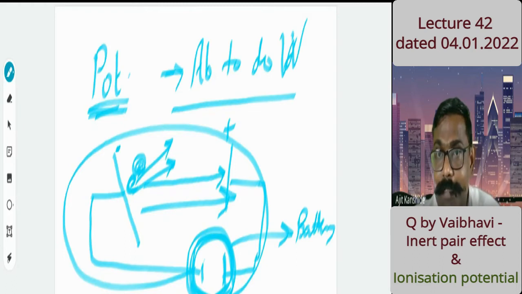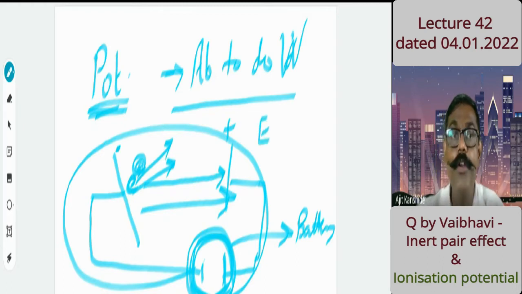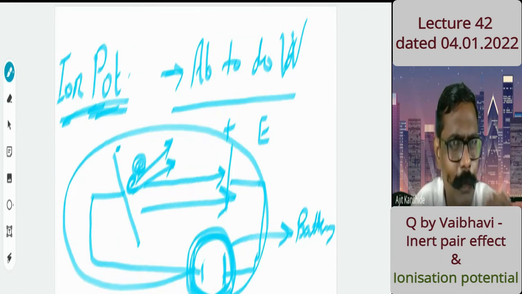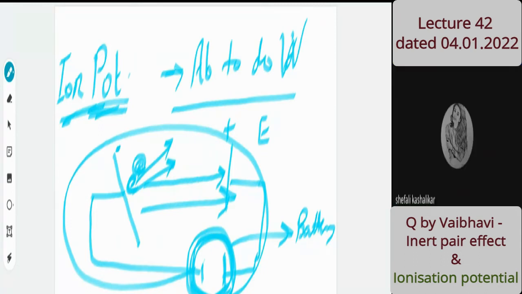Therefore, in spite of saying energy, the word used and question asked is ionization potential. Actually, that energy is in terms of the potential. Yes, could you able to sense what I'm saying? Yes, sir. Okay.